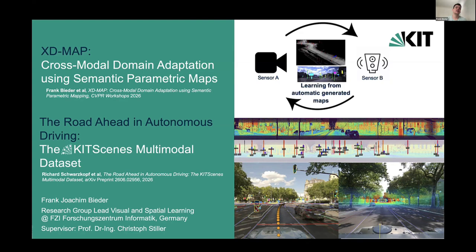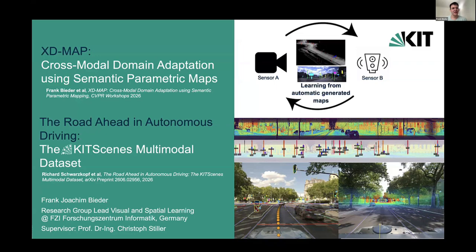I will actually split the presentation to present two kinds of research which are somehow connected. So first, it's a project which I presented at a workshop at CVPR. It's about cross-modal domain adaptation using semantic parametric maps. And this research also was one of the projects which sparked a big project of our lab, which is releasing a new data set, which we just released at CVPR this year, and promoted it there.